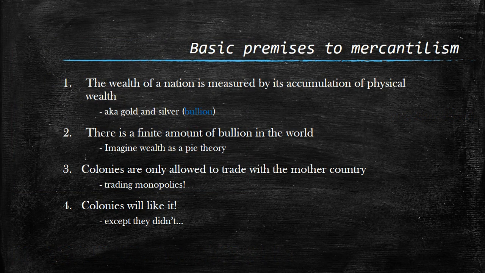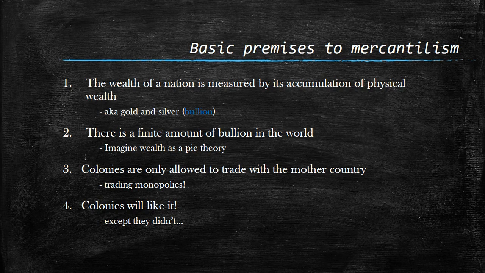One, the sole means of determining how great a nation is is by its acquisition of wealth. A nation is only as good or as important as the amount of gold and silver that it has. And money is exclusively tied to your gold and silver. And there's a finite amount of gold and silver in the world.